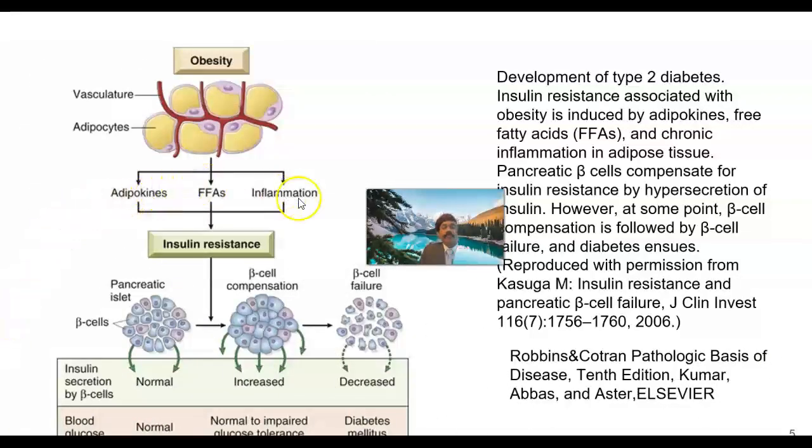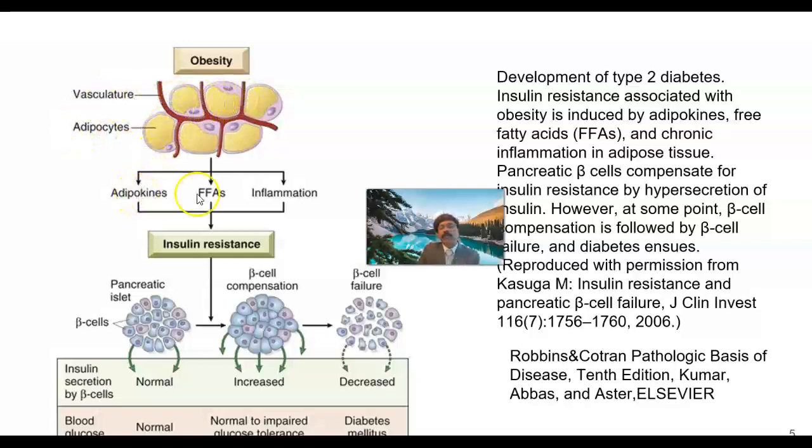This is an image taken from Robbins and Cotran, Pathologic Basis of Disease, 10th edition. In obesity, these are the adipose cells, fat cells. This is the fat, this is the nucleus, these are the vasculature. And we must remember that adipose tissue also works as an endocrine organ. From the adipose tissue, we have secretion of adipokines.